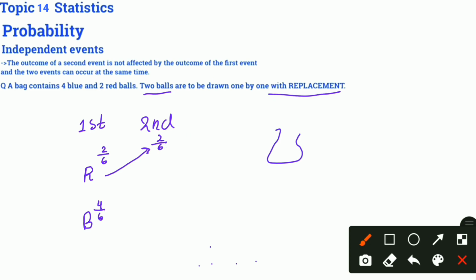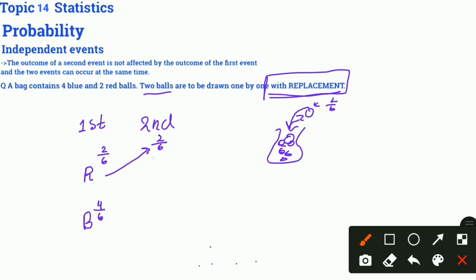For example, this is a bag and we have lots of balls. After taking a ball, let's say that the ball is red, the probability of taking this ball is 2 upon 6. Before trying to pick the second ball, we just put this ball back in the bag. It's known as with replacement.